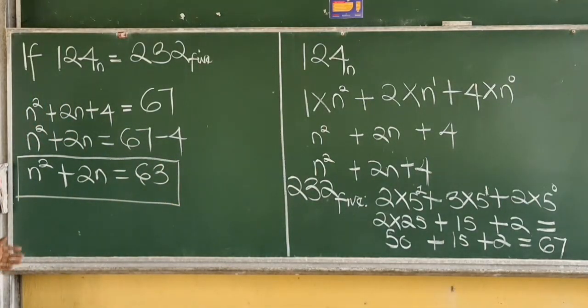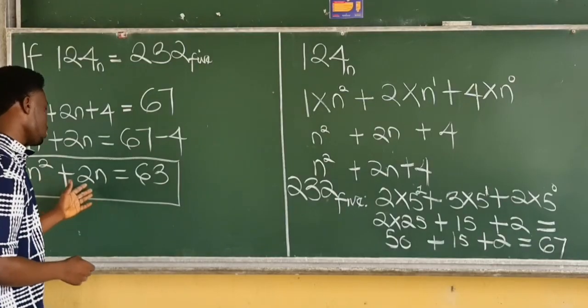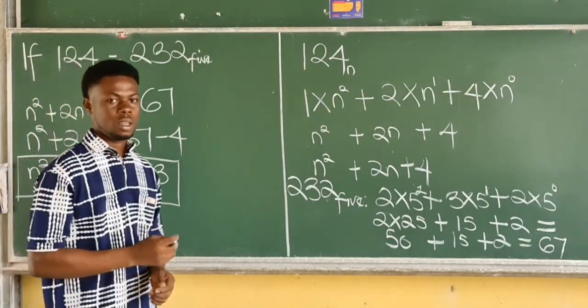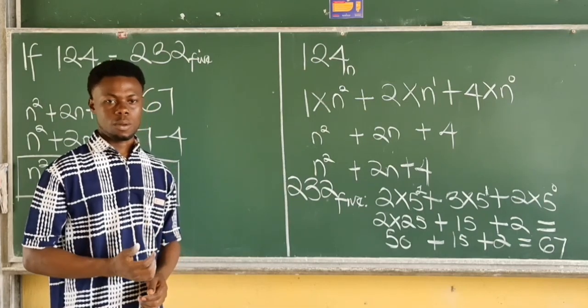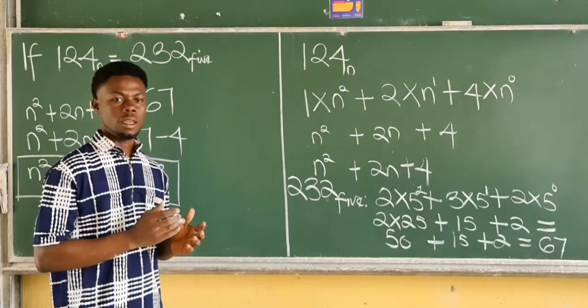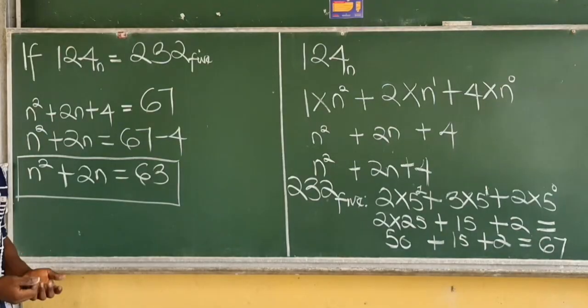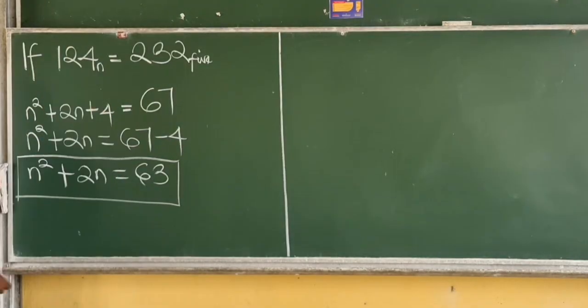So you can solve n raised to the power of 2 plus 2n plus 63 as a quadratic equation, either using a factorization method or using a completing the square method. We can as well use a formula method, which is the almighty formula. So since this is a quadratic equation, let's equate it to 0.